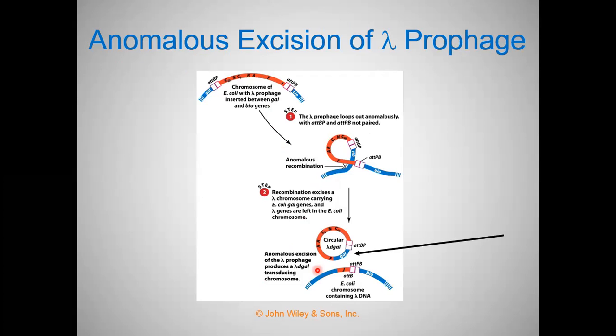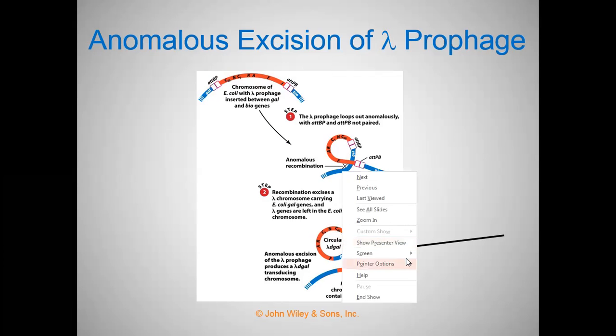During this improper pairing, recombination excises a lambda chromosome carrying an E. coli gene. For example, in this diagram, when phage lambda recombines with the bacterial DNA, on one side is the gal gene and on the other side a biosynthetic gene. When the second recombination takes place, this viral genome is excised from the bacterial genome.